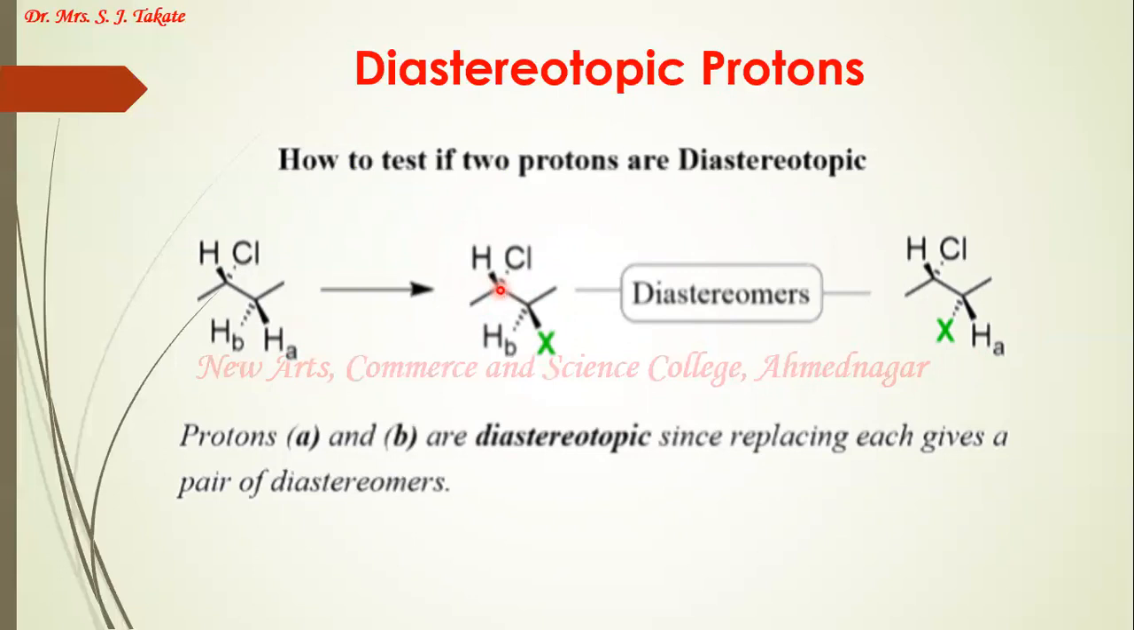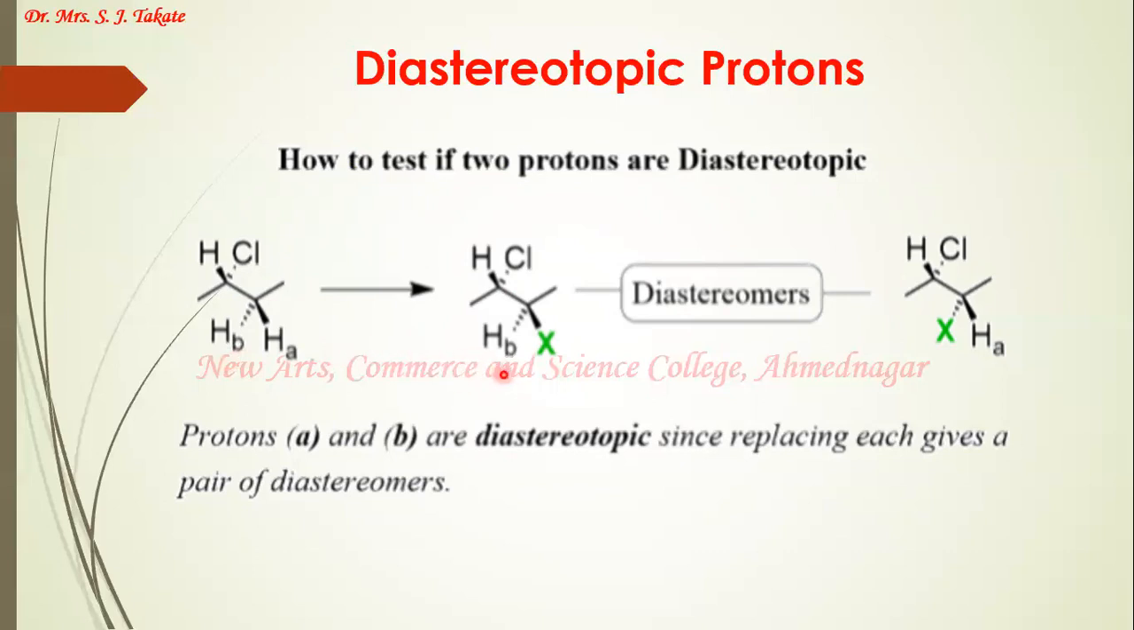After the replacement test, the configuration of this carbon atom remains the same in both the structures, this as well as this. Only one of the groups is changing its configuration. So this means that these two are not mirror images. These two are not enantiomers of one another. So what are these? These are diastereomers of one another, and therefore the HA and HB protons are diastereotopic protons.